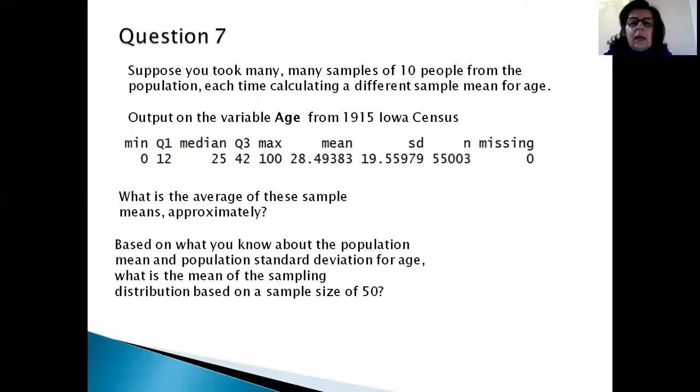Suppose you took many samples of 10 people from the population, each time calculating a different sample mean for age. What is the average of these sample means, approximately? Well, we know from the central limit theorem, regardless of what kind of distribution we have in the population, the mean of the sampling distribution is the population mean. So we can conclude that it is 28.49.